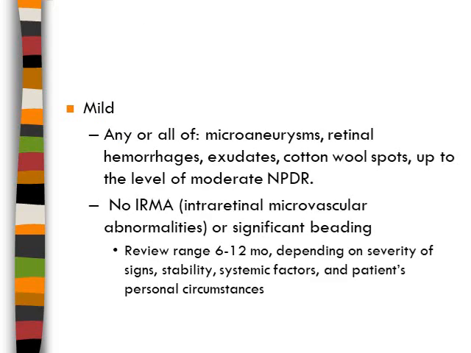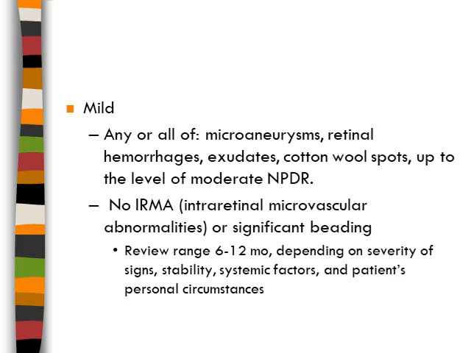But once the disease is mild, with any or all of the following present, it is called mild disease: microaneurysms, retinal hemorrhages, exudates, cotton wool spots, up to the level of moderate non-proliferative diabetic retinopathy. If there are no intraretinal microvascular abnormalities or significant bleeding, that comes under the stage of mild disease. Then the patient should be reviewed within 6 to 12 months depending upon the severity of the signs, stability of the disease and systemic factors.